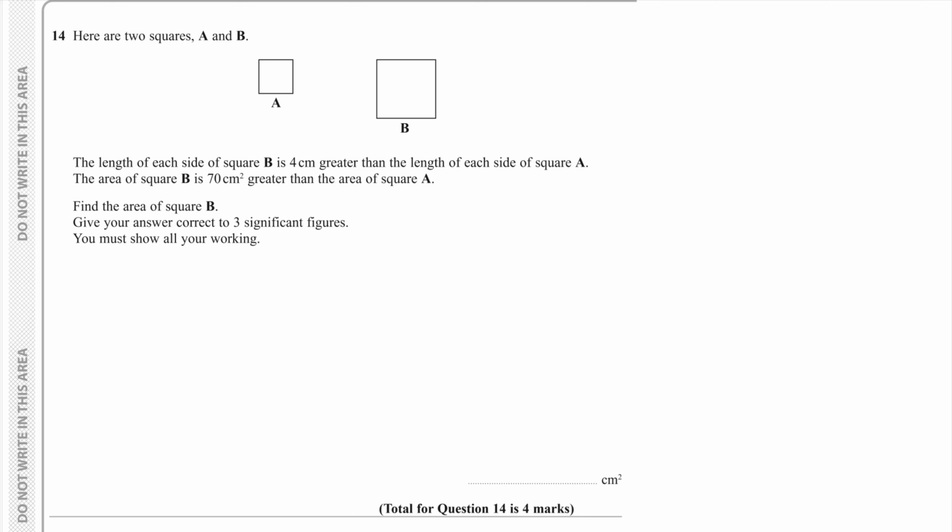Question 14. Here are two squares A and B. The length of each side of square B is 4 cm greater than the length of each side of square A. Let's label the side of square A as x. If the side of B is 4 cm greater, this can be written as x plus 4. The area of square B is 70 cm squared greater than the area of square A. Looking at the diagram, the area of A is x squared, and the area of B is 70 centimeters squared greater than A. So the area can be written as x squared plus 70.